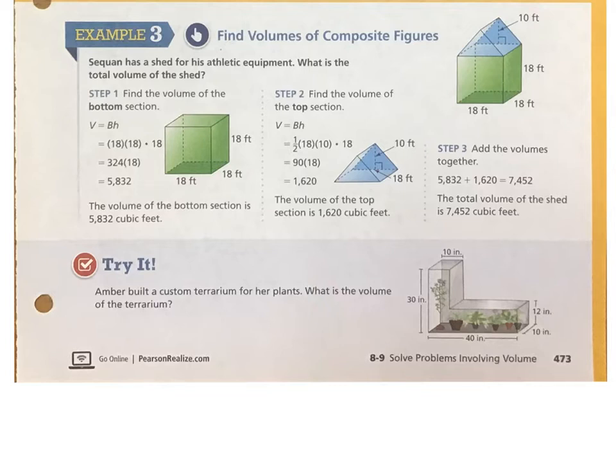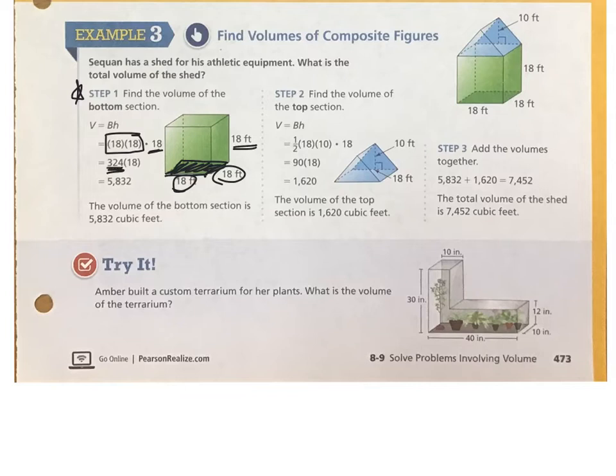So that's what they've done here in this example 3. Saquon has a shed for his athletic equipment. What is the total volume of the shed? Well, we're going to find the volume of the bottom section, and the bottom section is in the shape of a cube. So the base of that cube is a square, and the area of that square is 18 by 18. That's this piece right here. The height of that cube is another 18. So you end up doing 18 times 18, which is 324.